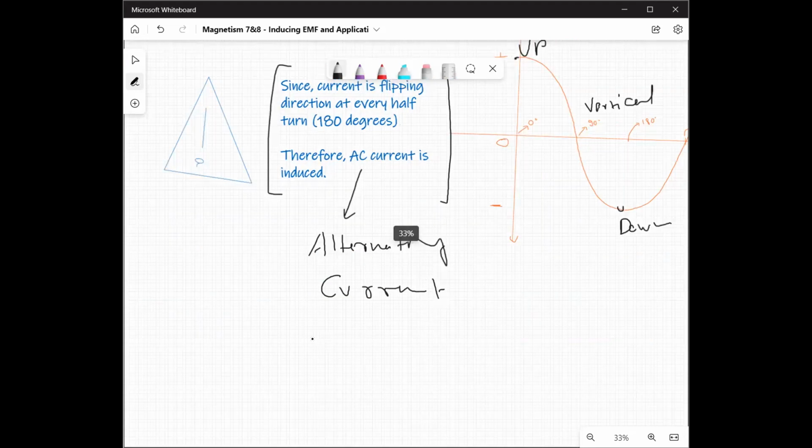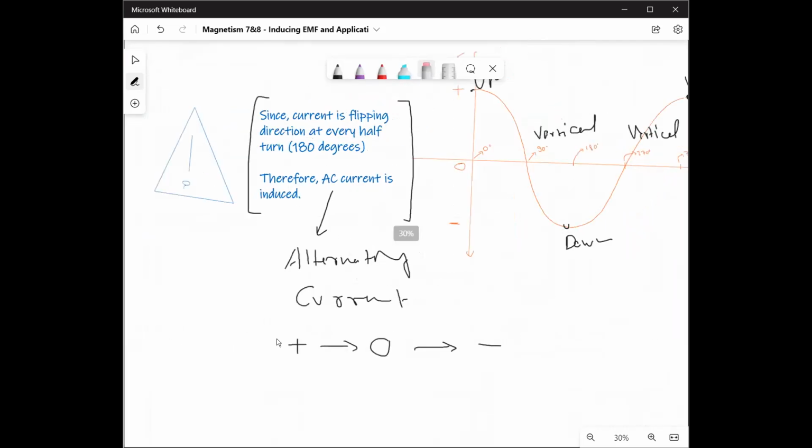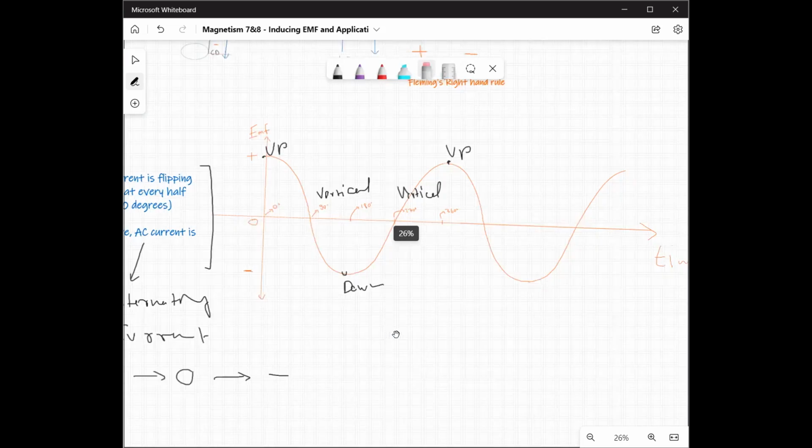How does it switch direction? Always goes from positive to 0 to negative. Not just positive, negative. No. Positive, it's decreasing, then increasing. That's what's happening. They keep changing. On the other hand, we look at DC in the next class.